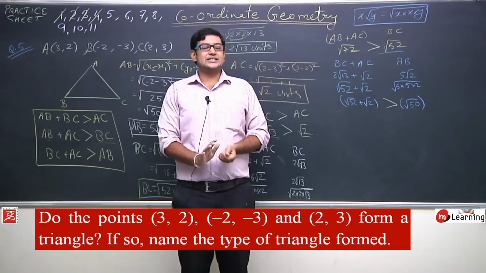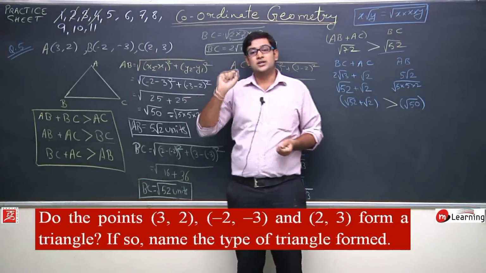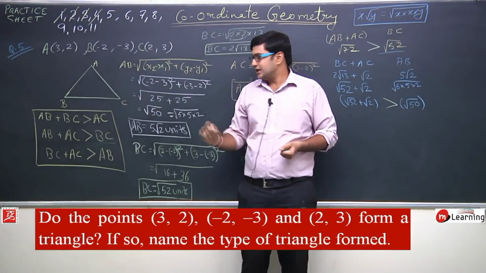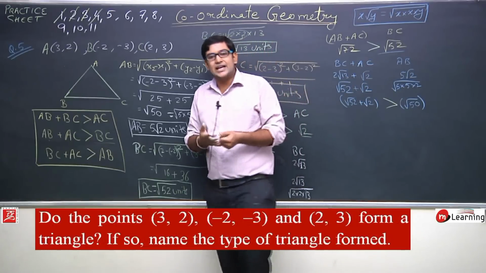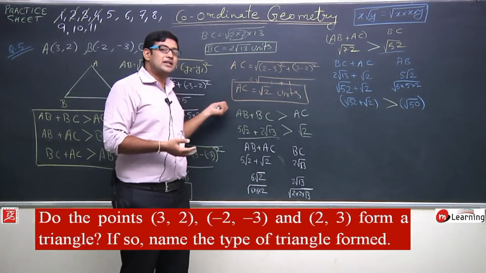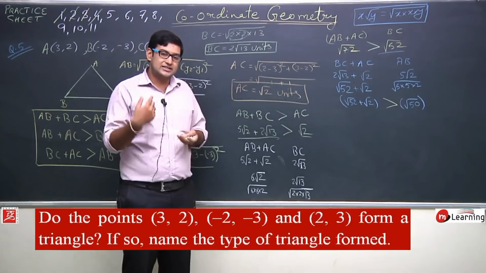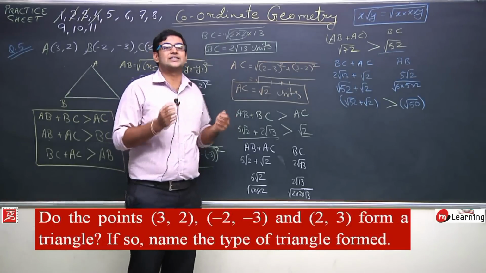So it means this is confirmed that these 3 points are forming a triangle. We have confirmed that yes, a triangle is being formed. Now what kind of triangle it is, what its nature is, you can find out by comparing the sides of the triangle, whether it is a scalene triangle or equilateral triangle or isosceles triangle. So let us check this.